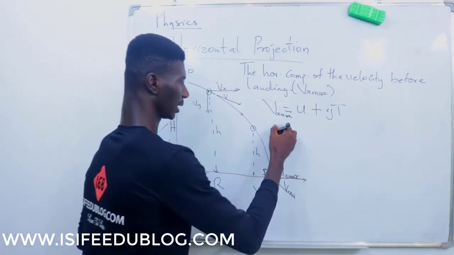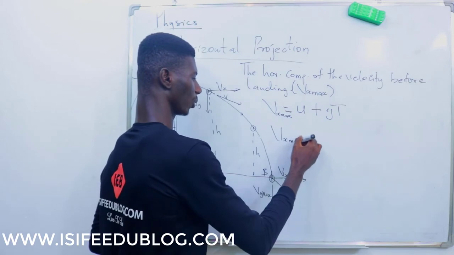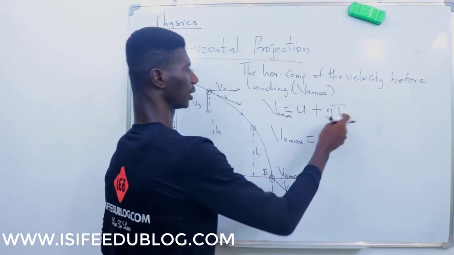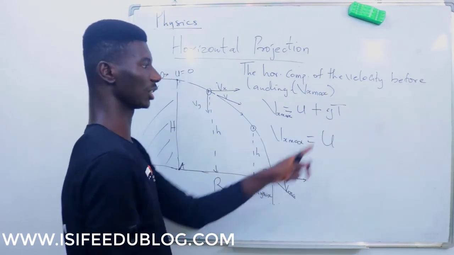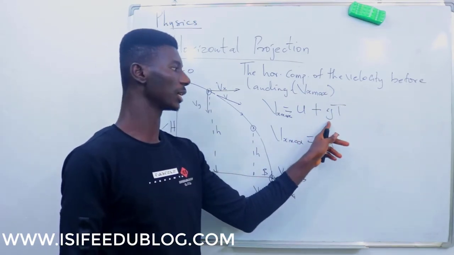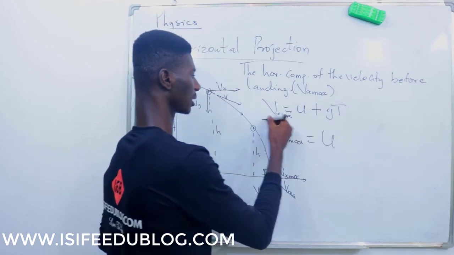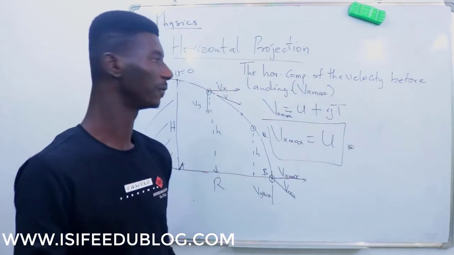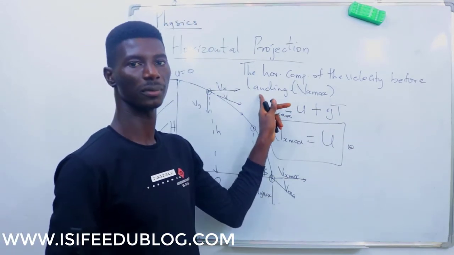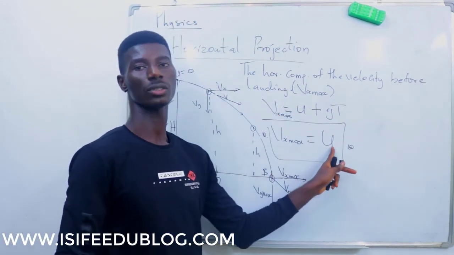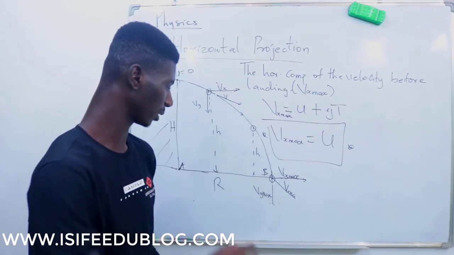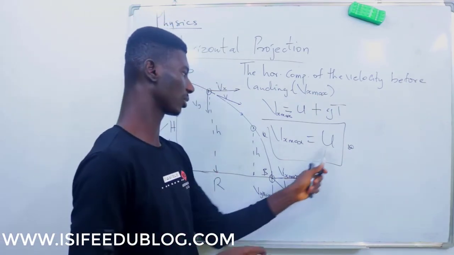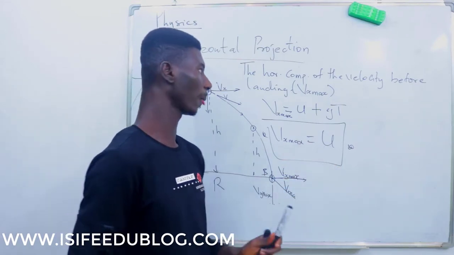Now, Vx max, we know when we are talking about horizontally, we only have U. G is 0, g does not exist. So since g is 0, everything nullifies. So this is our formula: the horizontal component of the velocity before landing or before hitting the ground is equal to the initial velocity. This is why from the onset I said, note, it is constant, it does not change. Anything horizontal, velocity is equal to the initial velocity.